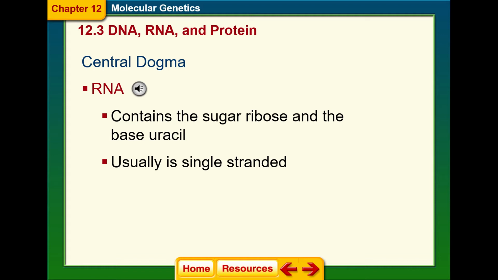RNA, which stands for ribonucleic acid, is similar to DNA, but with a few major differences. The first difference is in the sugar. DNA contains the sugar deoxyribose, while RNA contains the sugar ribose. RNA also uses uracil, which is abbreviated with a U, in place of thymine, or T, in DNA. When we look at writing mRNA sequences later, we'll see that uracil will bond with adenine, just as thymine did in DNA. And lastly, RNA is usually single-stranded, while DNA is usually double-stranded.